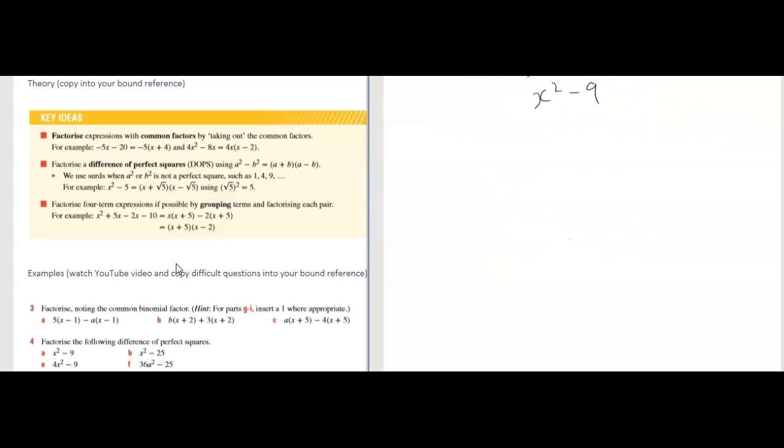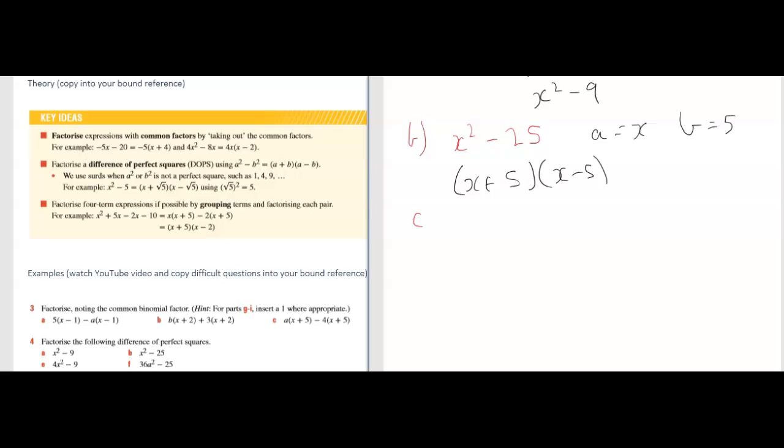All right, let's move on to b, which I can still see on the screen, so that's good. I don't need to get rid of those key ideas. So b is x squared minus 25. Okay, so identifying a first. So a is the square root of x squared, which is x, and b is the square root of 25, which is 5. So your expression is just going to be x plus 5, x minus 5. It didn't matter if you wrote minus first.